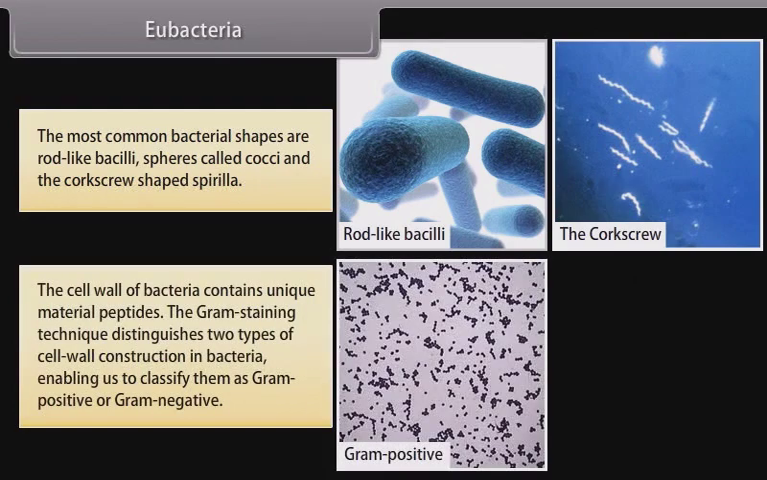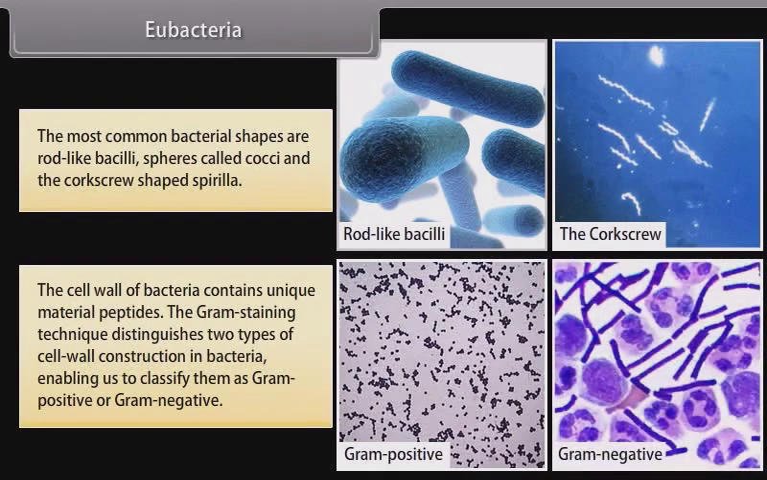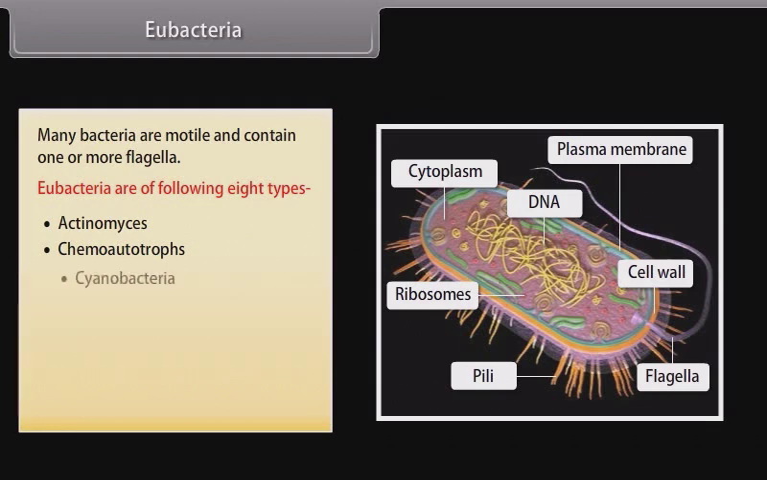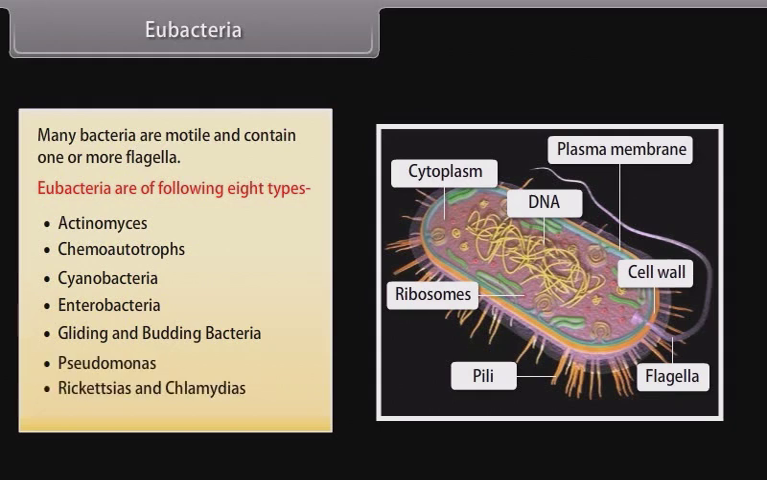The cell wall of bacteria contains a unique material, peptidoglycan. The Gram staining technique distinguishes two types of cell wall construction in bacteria, enabling us to classify them as Gram positive or Gram negative. Many bacteria are motile and contain one or more flagella. Eubacteria are of the following eight types: Actinomyces, Chemoautotrophs, Cyanobacteria, Enterobacteria, Gliding and budding bacteria, Pseudomonas, Rickettsias and Chlamydias, Spirochetes.